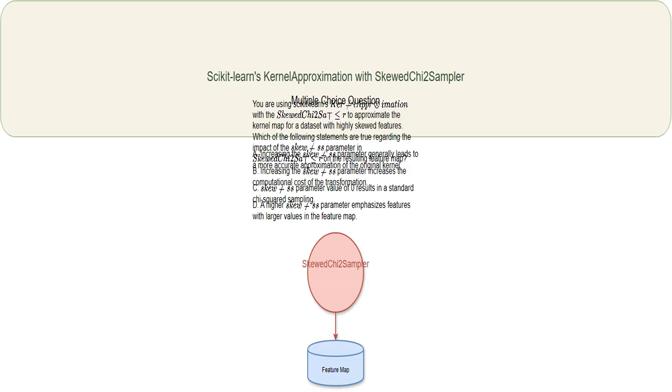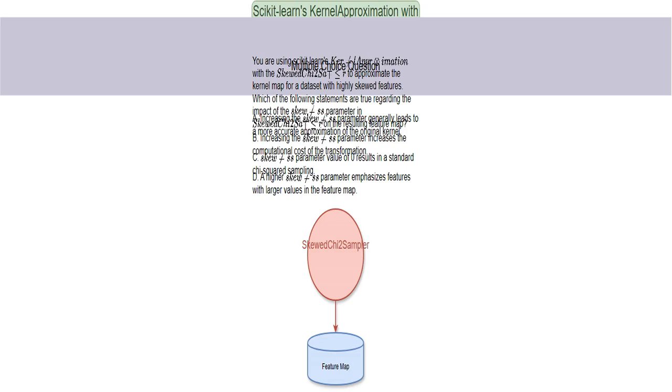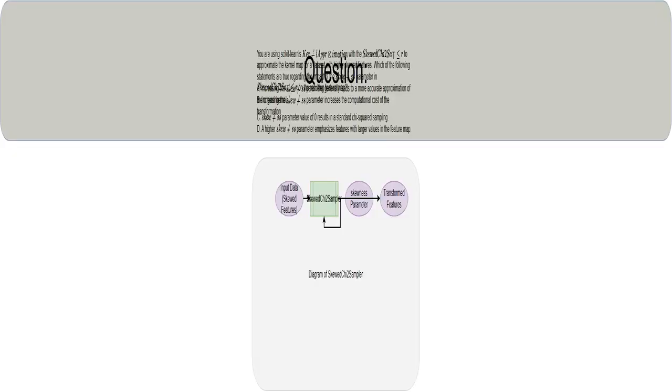This sets the scene. We are dealing with a machine learning problem where we are using a specific technique: kernel approximation with SkewedChi2Sampler to deal with data that has an uneven distribution of values in some of its features. This simply indicates that what follows is a multiple-choice quiz question testing the understanding of the concepts previously explained. This question tests your understanding of how the SkewedChi2 parameter in scikit-learn's SkewedChi2Sampler affects the transformation of data and the resulting approximate kernel map.